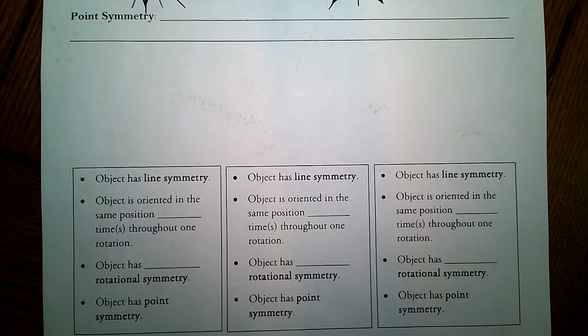Point symmetry is when every point of a figure has a matching point that is equidistant from the point of symmetry, but in the opposite direction. I'm going to write that down, and then I'm going to show you several examples.